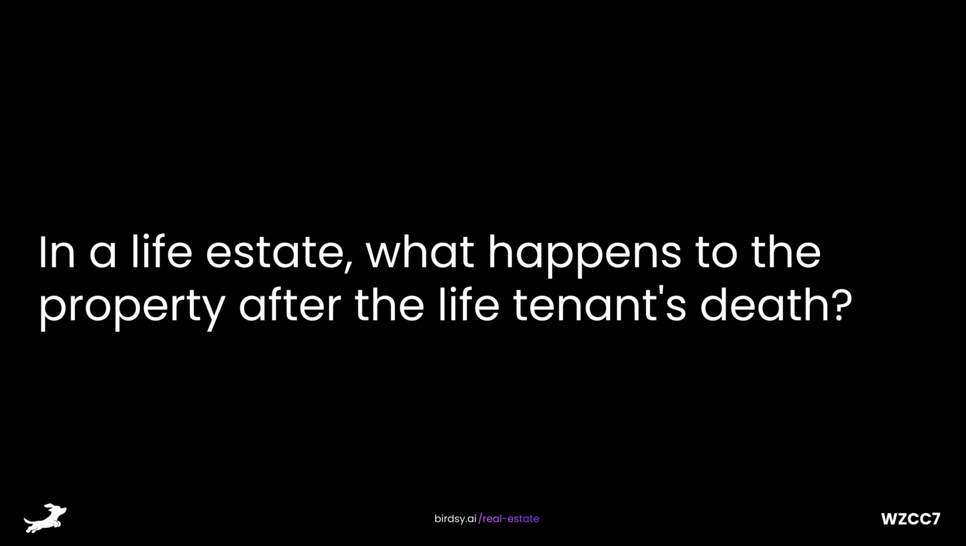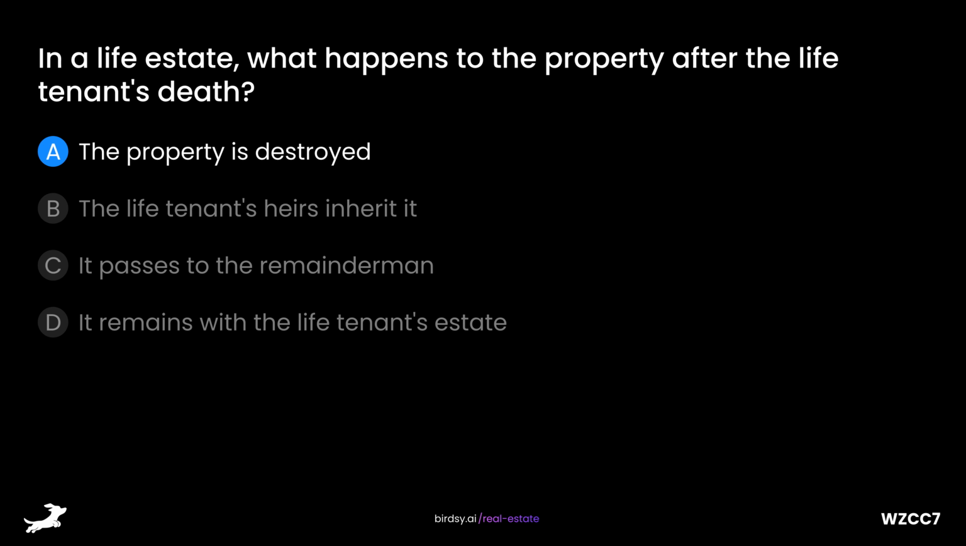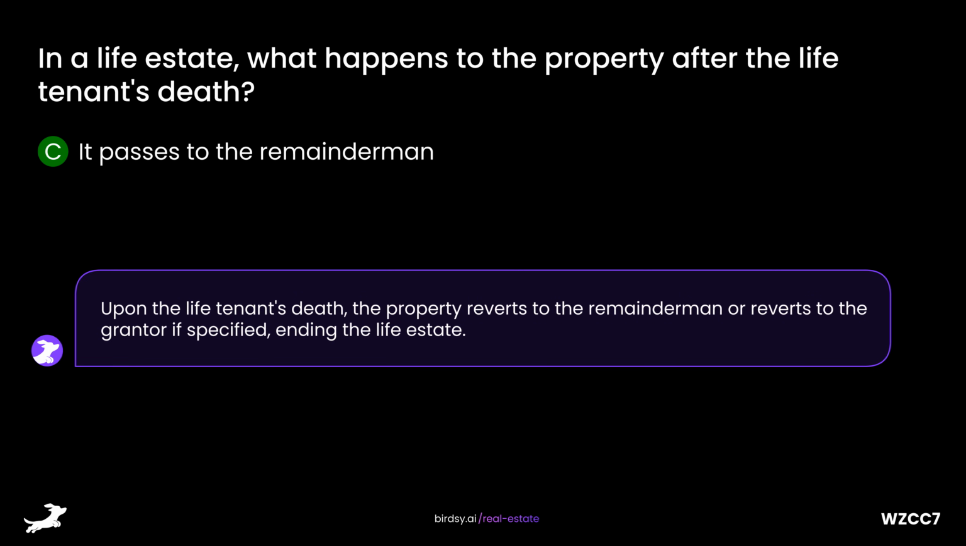In a life estate, what happens to the property after the life tenant's death? Is it A, the property is destroyed, B, the life tenant's heirs inherit it, C, it passes to the remainderman, or D, it remains with the life tenant's estate? The answer is C, it passes to the remainderman. Upon the life tenant's death, the property reverts to the remainderman or reverts to the grantor if specified, ending the life estate.